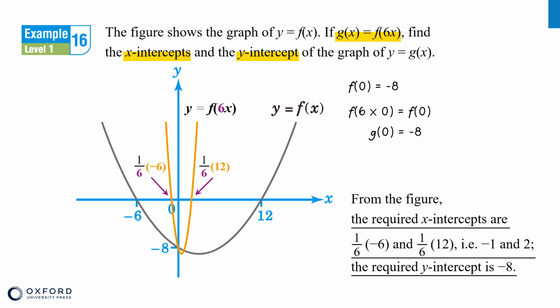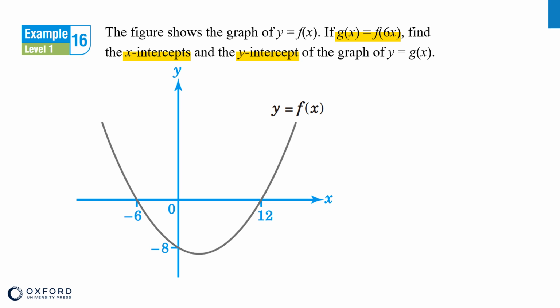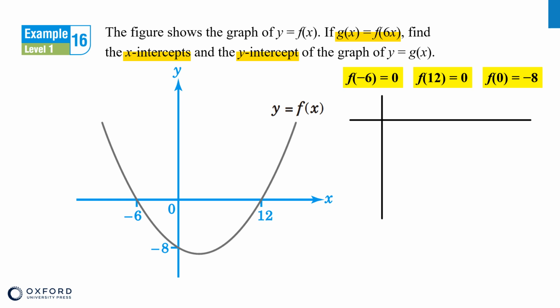If it's still too abstract, you may also try the following method. From the original figure, we know that f of -6 is equal to 0, f of 12 is equal to 0, and f of 0 is equal to -8. Let's set up a table in relation to these values. Let's have x and g of x, which equals f of 6x. We know that f of -6 is equal to 0.